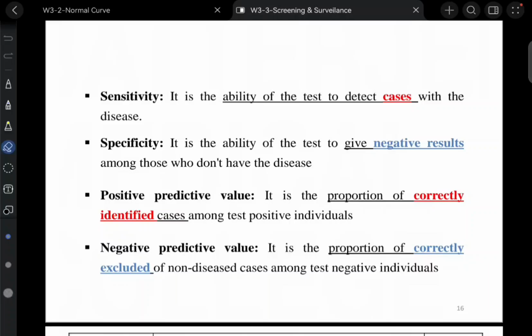Specificity is the ability to test negative results. So basically, to exclude and tell me who does not have the disease. If I give this same test to 100 people, how many of them will test negative and I could exclude from this disease? Positive predictive value is correctly identified cases, so correctly positive, while negative predictive value is correctly negative, correctly excluded.